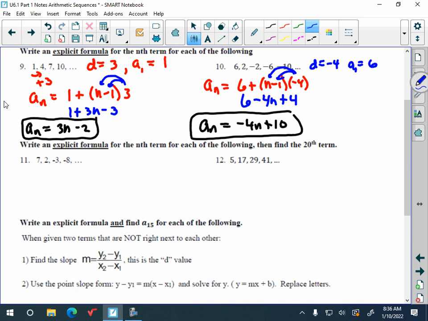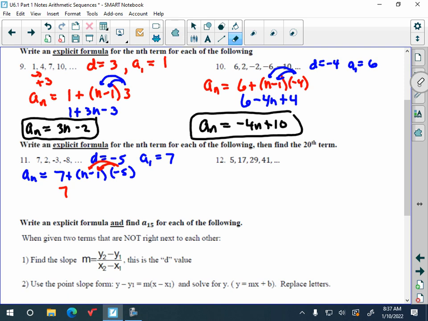All right, so we're going to do the exact same thing as before. So we can see the common difference is we're subtracting 5. And the a_1 term is 7. So 7 plus (n minus 1) times negative 5. We're going to distribute. 7 minus 5n plus 5. We'll collect like terms. Negative 5n plus 12.